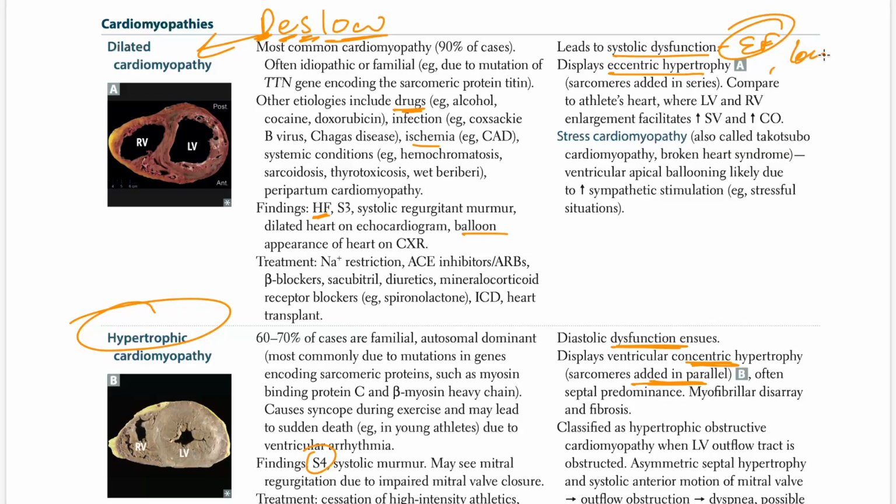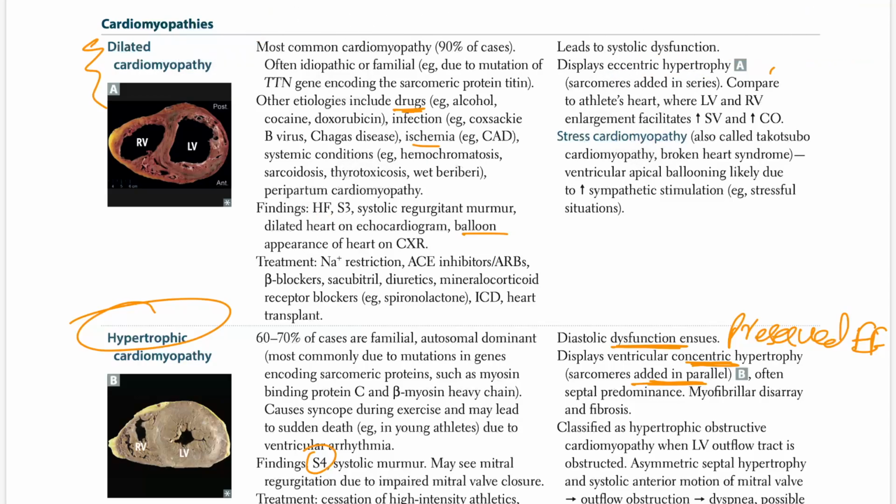What is a normal ejection fraction, by the way? Normal ejection fraction is greater than or equal to 50%. So a lower ejection fraction is going to be with dilated cardiomyopathy, because with hypertrophic cardiomyopathy, the ejection fraction is preserved. So let's look back at the mnemonic. The mnemonic is DESLO: dilated cardiomyopathy, eccentric hypertrophy, systolic dysfunction, low ejection fraction. And one more, high yield.